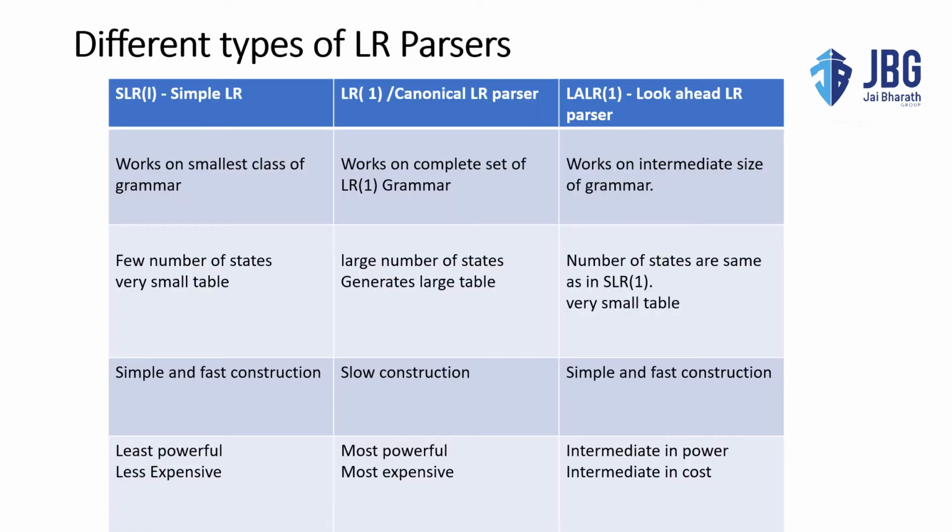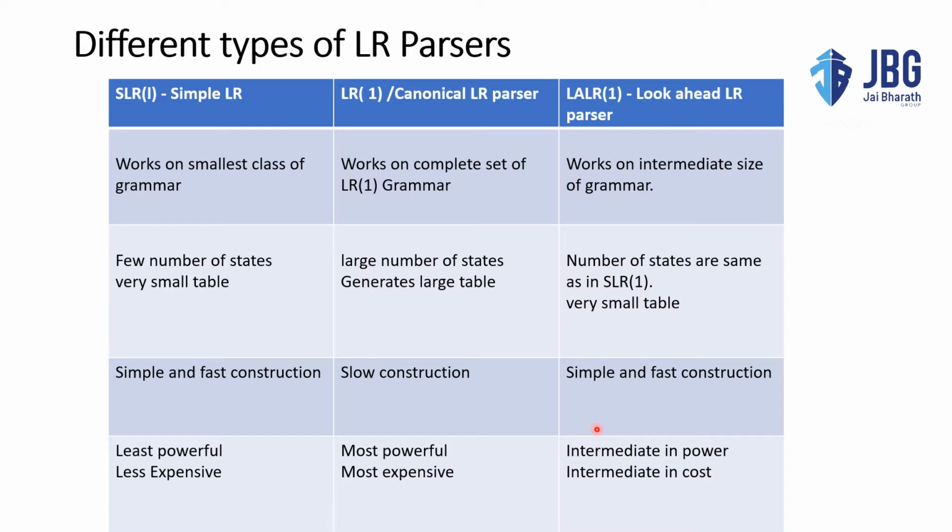Now before going into detail, we will have a look at the different characteristics of these different types of parsers. SLR works on the smallest class of grammar. LR1 works on the complete set of LR grammar, and LALR1 works on the intermediate size of grammar. In the case of SLR, the number of states will be very few and hence the parsing table will be very small. In the case of LR1, the number of states will be more, hence it generates a large table. In the case of LALR1, the number of states is small and hence the table will also be small. SLR has a simple and fast construction, CLR or LR1 has a slow construction, and LALR1 has a simple and fast construction.